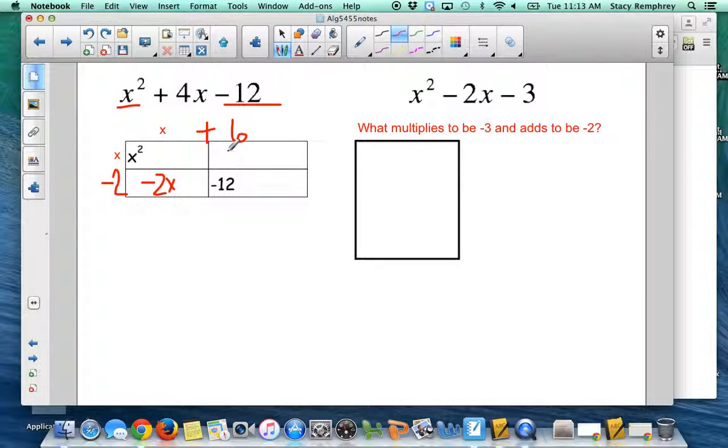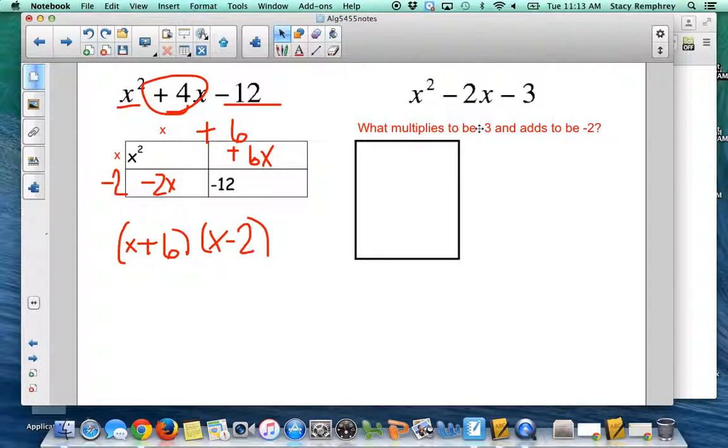Okay. When I do that, I get 4x, which is what I needed here. So my factors I would write down are x plus 6 and x minus 2. And you can check it by multiplying it back out and making sure you get this trinomial.